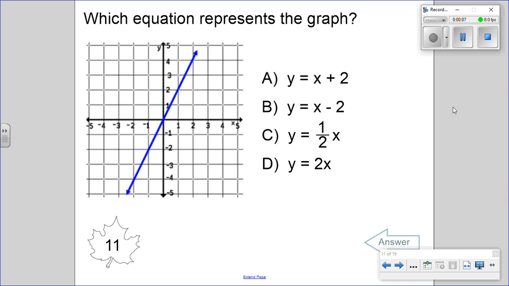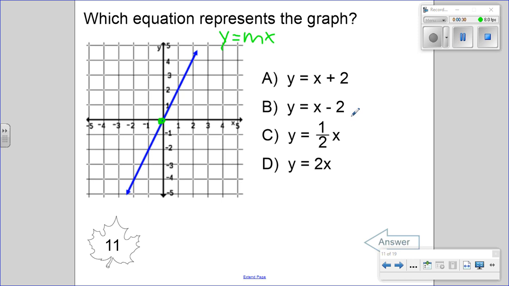Number 11 says, which equation represents the graph? Right away, I notice that the graph crosses the y-axis at 0, 0. So this is a proportional graph. The equation for this graph is going to look like y equals mx, or m times x. And that letter m is actually going to be the number that represents our slope.